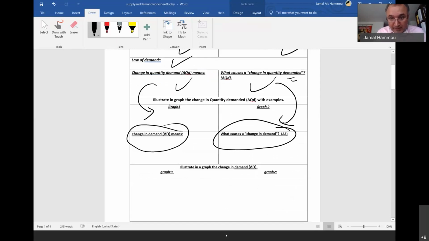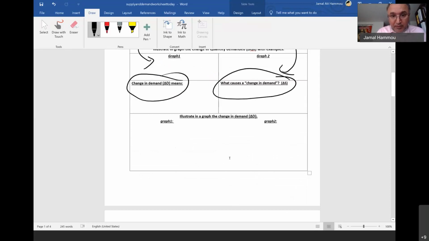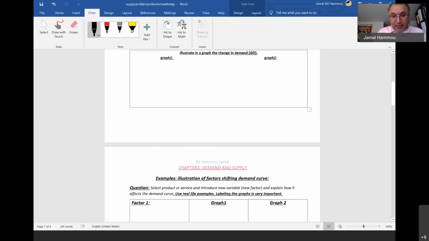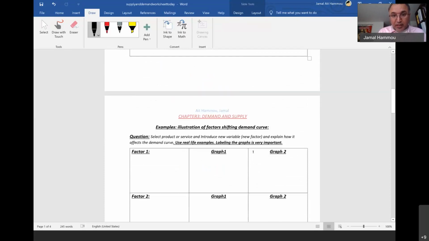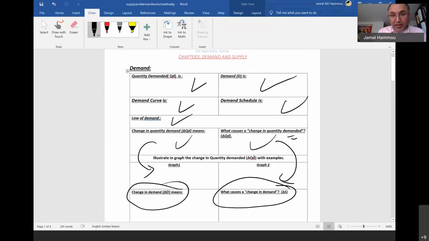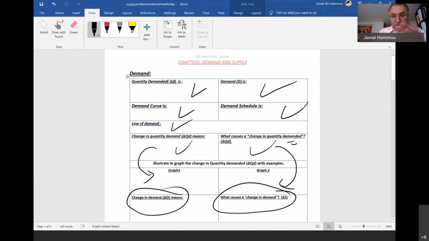Okay, let's give an example here. If you want to illustrate some examples here, you can show that. Then we're going to do the same thing for the supply side, but we're going to do that later. But this summarizes all the things that we have in chapter 3. It gives you the overview of the model, how the model works. I understand what is quantity demanded, how I can graph that. I know what is demand. I know what is the demand curve. I know what is demand schedule, the law of demand, what change in quantity demanded means, what change in demand means, and then I will give some examples to show graphically how that works.